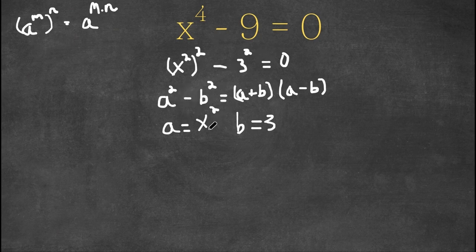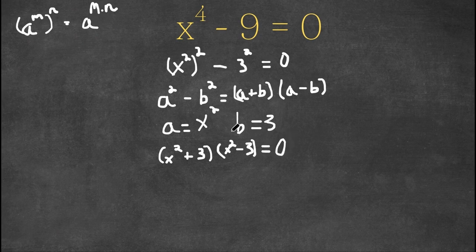So all we have to do is plug in a and b into our expression here, a plus b times a minus b. So a is x squared, so we have x squared plus b, which is 3, times x squared minus 3. So now this equals 0.